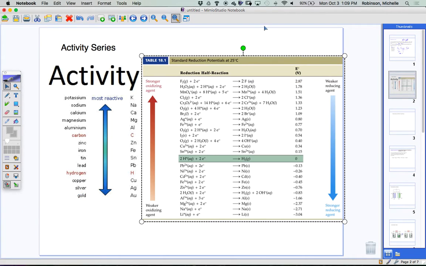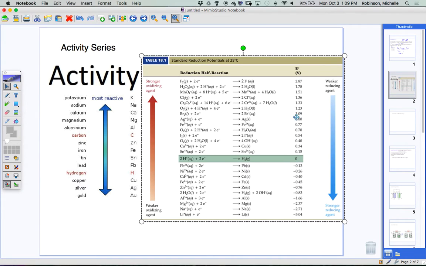Do the reduction potentials have to be written from positive to negative? No. So be very careful with thinking up and down, because there have been times that the AP test would give you the reduction potentials in this order, and then the next year they would flip them and lithium would be at the top. So make sure you're looking at positives and negatives.